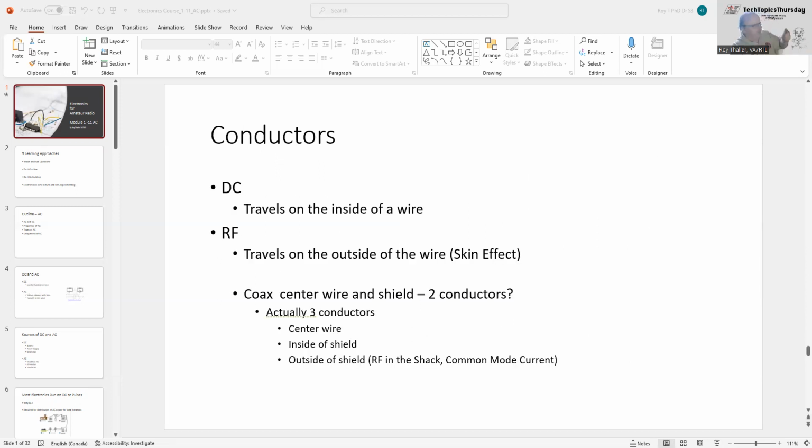So another interesting thing is about conductors. If you have DC, it travels typically on the inside of the wire. Now, you have a thing called the skin effect. And the higher the frequency, the more of the skin effect you see. So the RF signal actually travels more on the outside of the wire than inside of the wire.